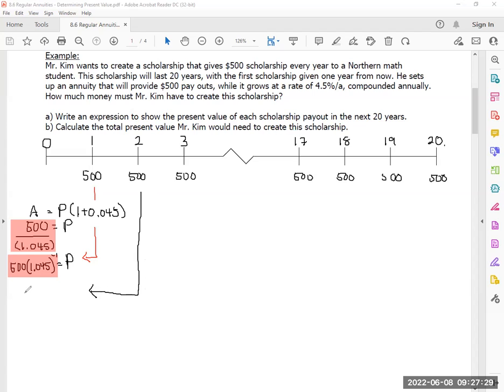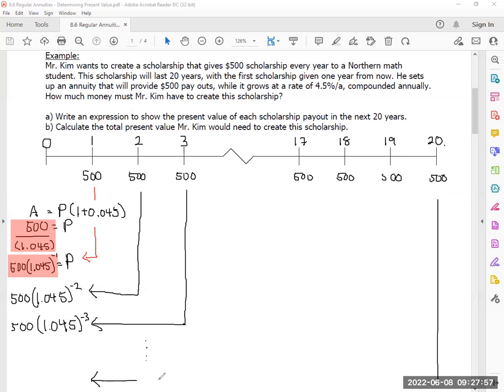And how much is this? That would be 500 times 1.045 to the power of negative two. This amount, earning interest for 3 years, that means this could be to the power of negative three. And then we're gonna calculate all this, don't worry. If this $500 had 20 years to earn interest, how much money would it have been 20 years ago?